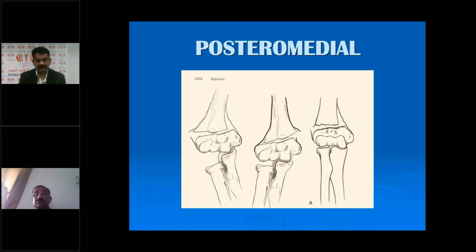Nowadays, when we hold the reduction, only it is important now. Previously, when closed reduction was used, this was more important. So in the posteromedial fractures, the medial sleeve gets tightened once the elbow is flexed and the forearm is kept in pronation. This medial sleeve tightens. The lateral sleeve tightens in supination, but not to the extent of the medial sleeve.